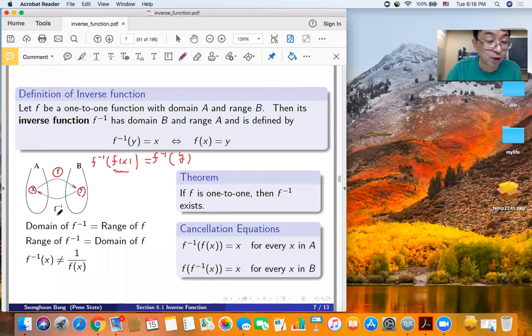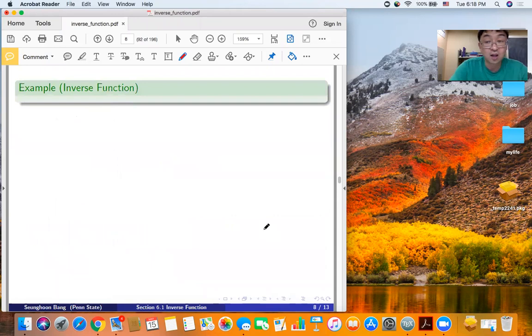Next, we use the inverse one. So y is going to x. So this is going to x. What happens? Inverse of f and f cancel. So we call these cancellation equations. So this is the reason. Okay, next one. To give some example here.